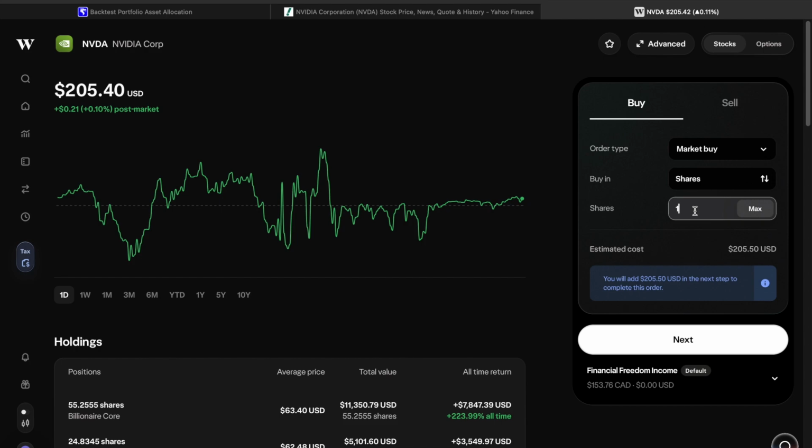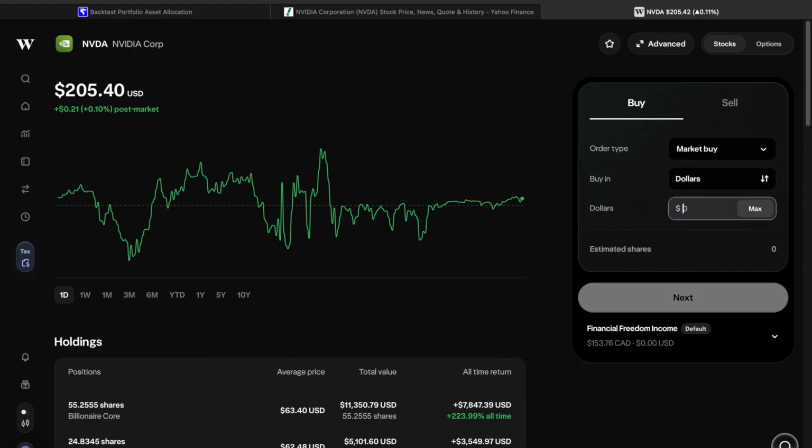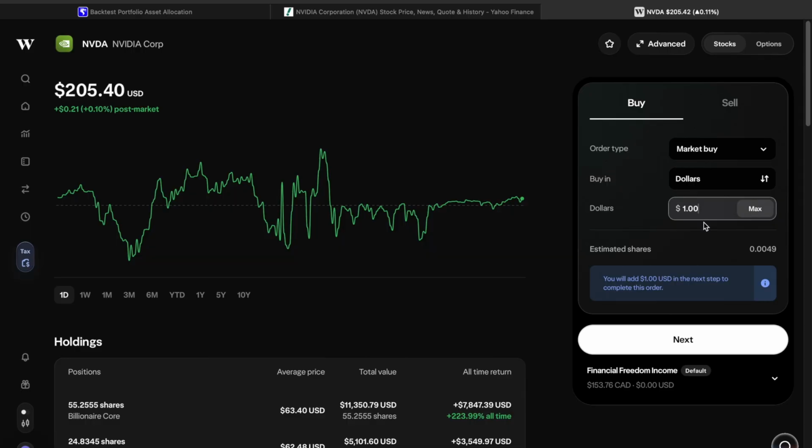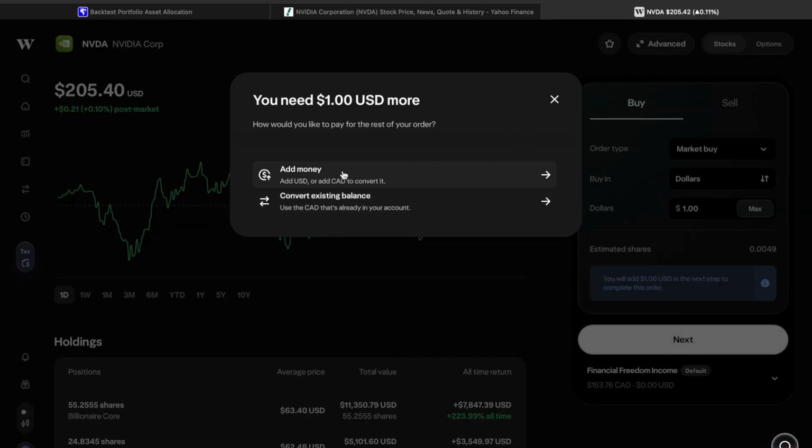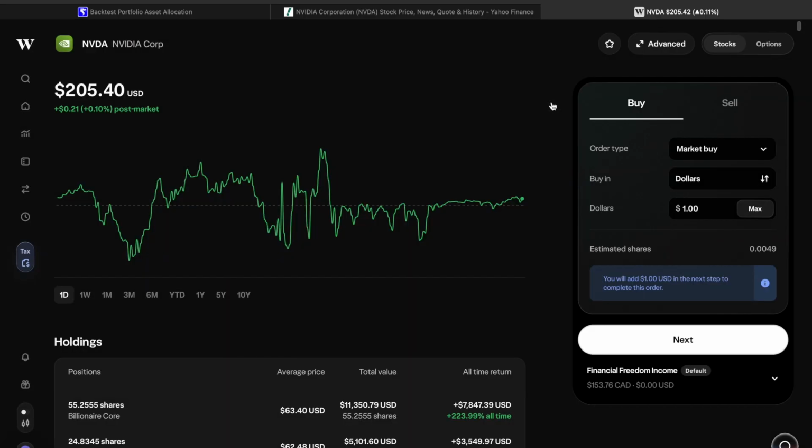And the most important thing is consistency, right? Because when you set and forget it like that, and it's on a fractional share buy, so instead of it being $205, you're putting, let's say, 0.01 shares. Okay, let's just put dollars instead. Okay, so let's just say $1. It's going to show you the estimated shares. You can literally buy an estimated share of 0.0049, okay? And then you're putting it into dollars. So this is what it means by fractional share buying, right? So you're going to click next, and then you can add money or convert your existing balance.